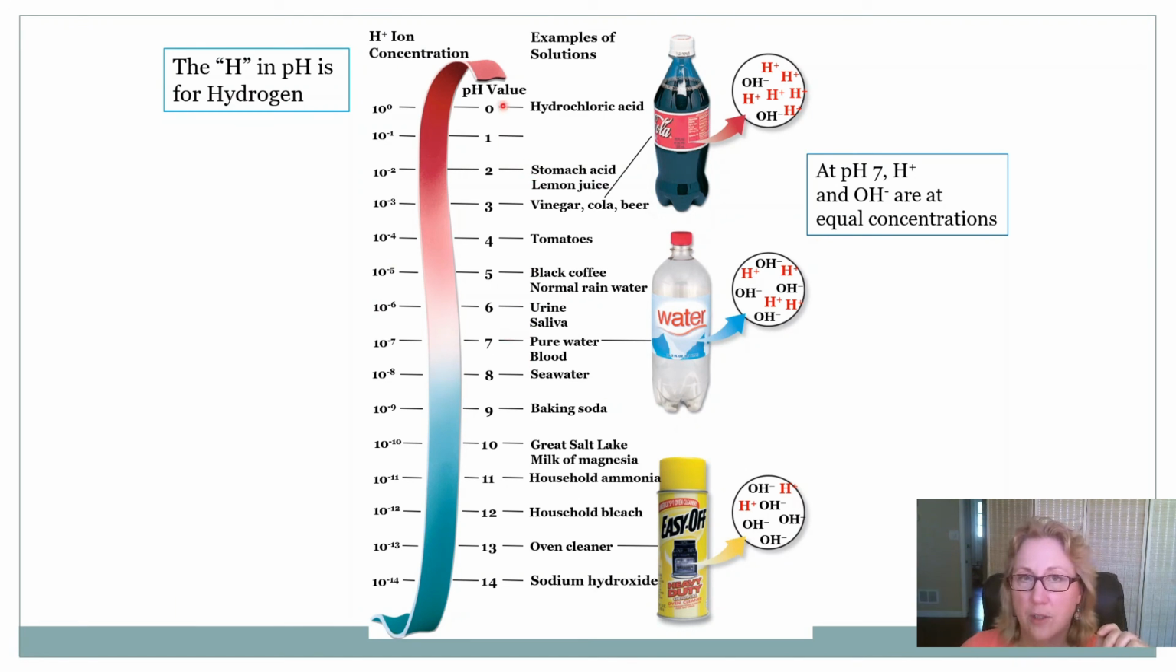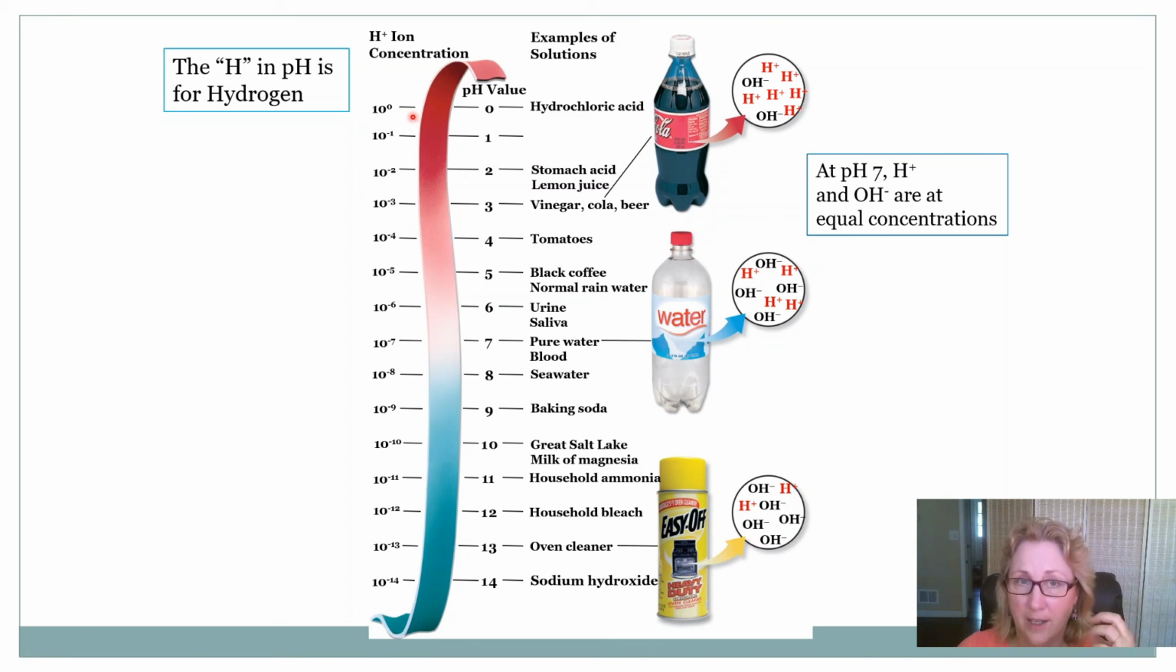Our pH scale goes from 0 to 14. You might have seen an older pH scale that only goes from 1 to 10. We don't use that one anymore because this number 0 to 14 actually is more related to the mathematical function that we're using here for pH.